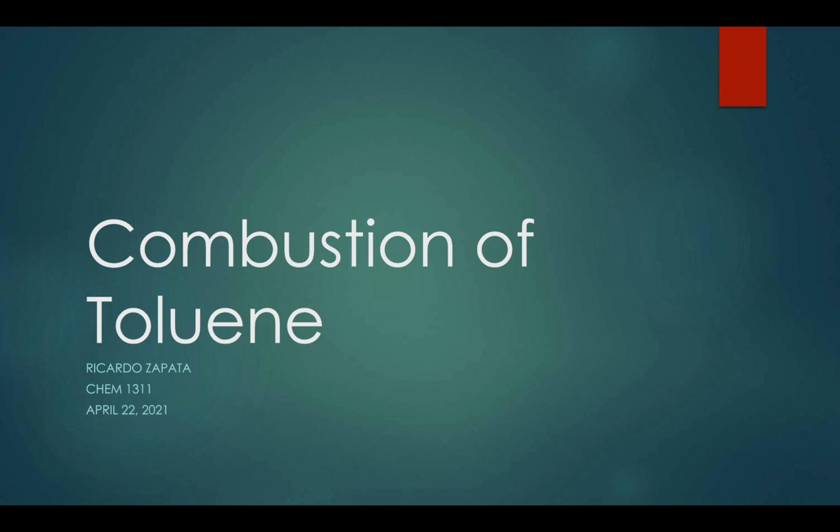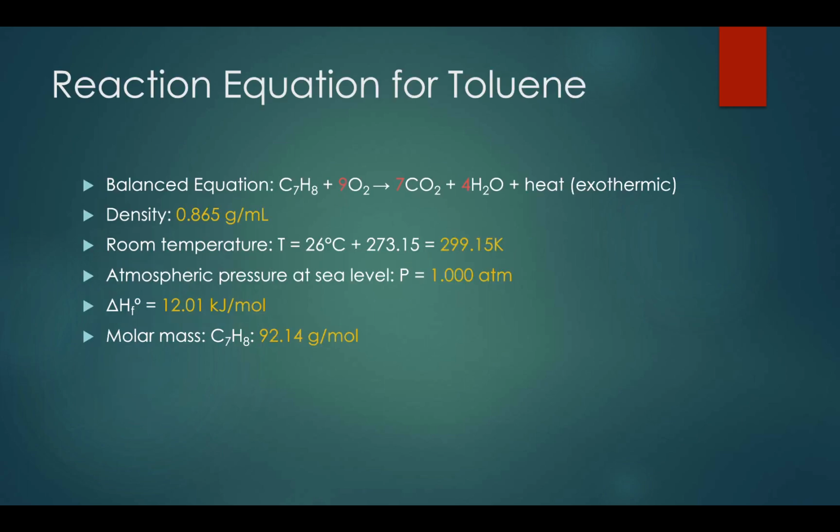My name is Ricardo Zapata, and I'm going to be doing combustion of toluene. So here's the balanced equation. These numbers are going to be in red, and they're going to be red throughout the entire slides, just so it's easier to take a glance at. And these are going to be in yellow. Again, it's just easier to see these numbers whenever they're highlighted.